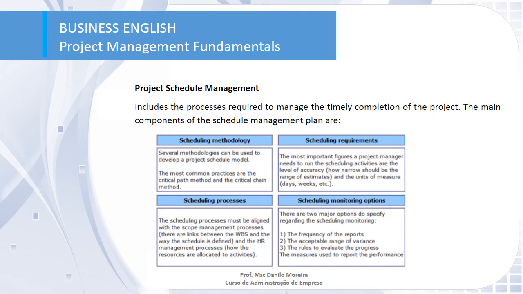This is mostly for large projects, of course, because depending on the period of time, the deadline that you have, you don't need to do all these things. You just need to control the main tasks. For example, if it is a 1 month project, or a 1 year or a 5 year project, you will know that you will have much more complex tools in order to manage your time. Okay? We have on the board the schedule methodology, requirements, processes, and monitoring options that I put for you in order to have a better comprehension of this part.